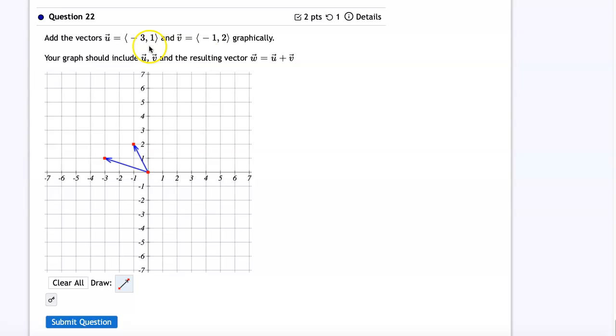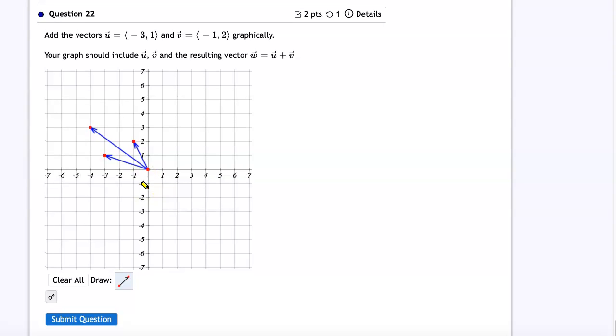And then for the u plus v vector, you add the x components, which are -3 and -1, which would give you -4. And then you add the y components 1 and 2, which gives you 3. And you can see then that this resultant vector is the diagonal of that parallelogram that we had drawn earlier. Alright, and that is the very last problem for part 1 of the final exam.